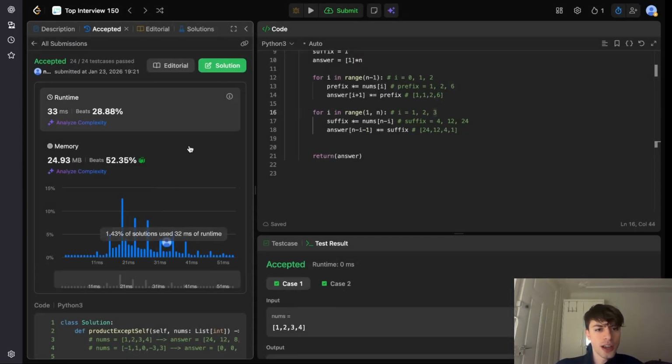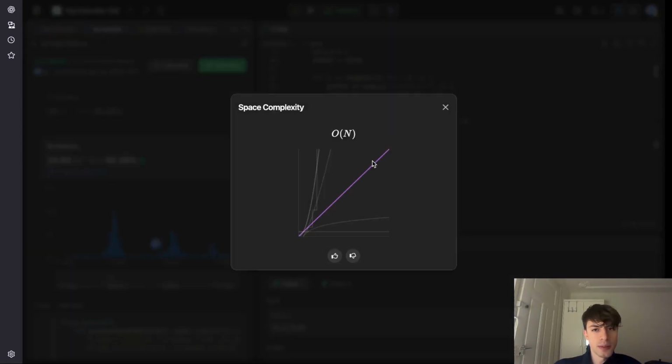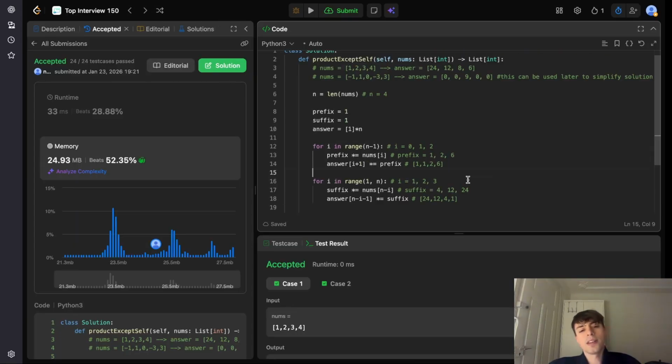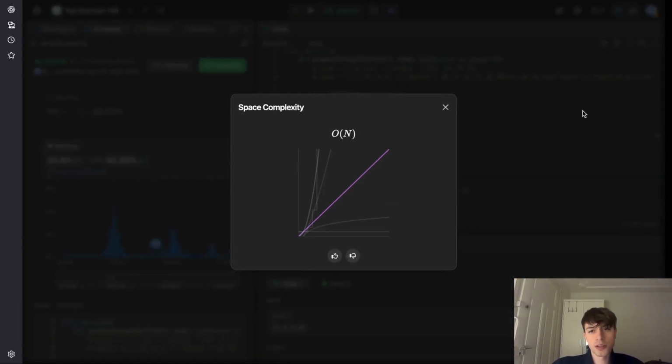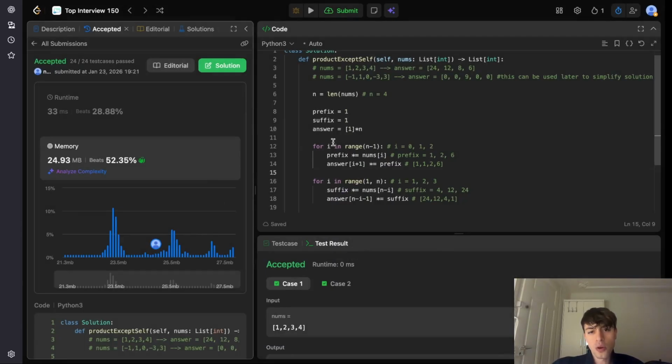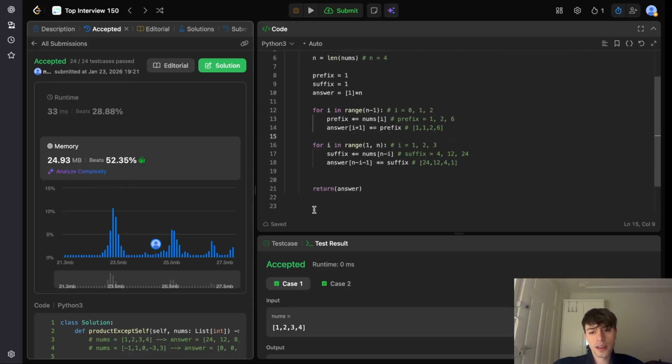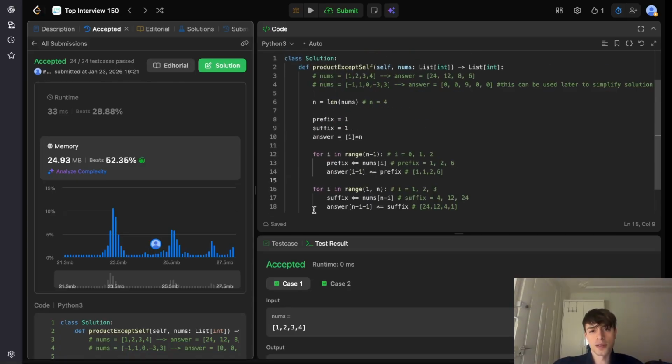Is there a way to check here? Yeah, can I analyze complexity of memory? Space complexity O(n). Why is this O(n)? Well, guys, I think it's wrong, because it says analyzing complexity including the output. So yeah, I think this is correct. I think this is the correct solution.